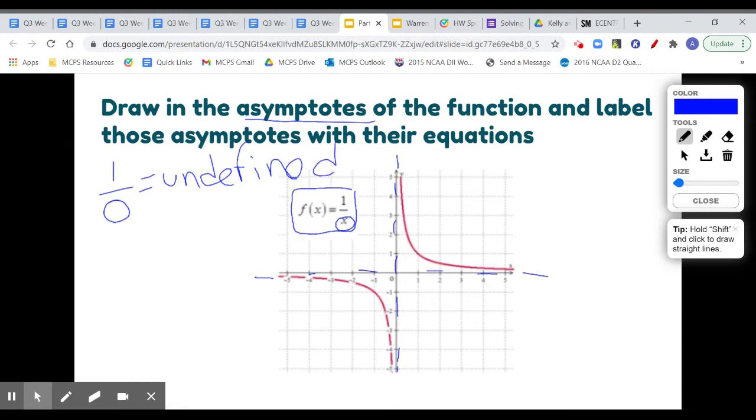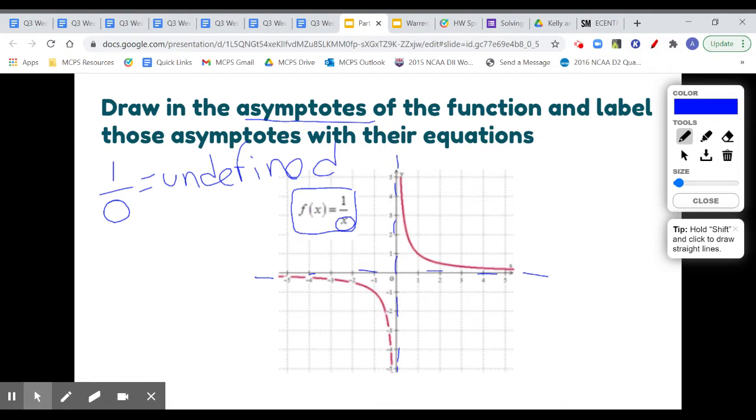That is this domain restriction, where I could plug in any other x value. I can plug in big negative values over here. I can plug in positive values over here. I can't plug 0 into my function. That is why there is no place on the y-axis where my function exists. So there's no y-intercept here.